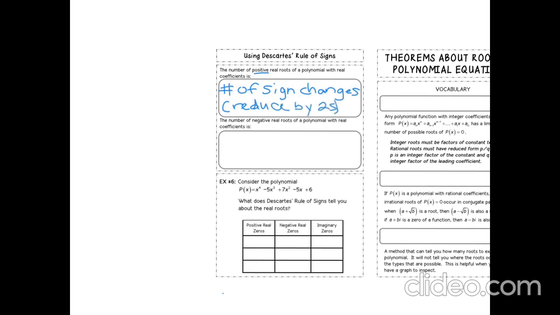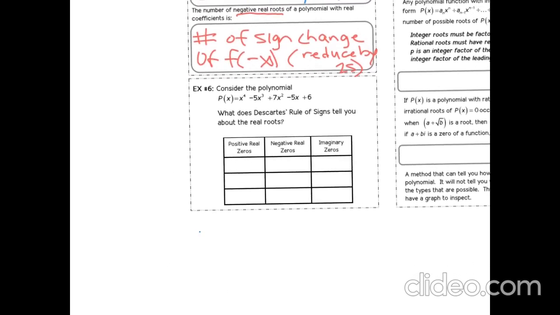And then the number of negative real roots is the number of sign changes again, but now of f of negative x. And I'm going to reduce by 2's again. I apologize for my handwriting. So let's see this in action, and maybe it'll make more sense.